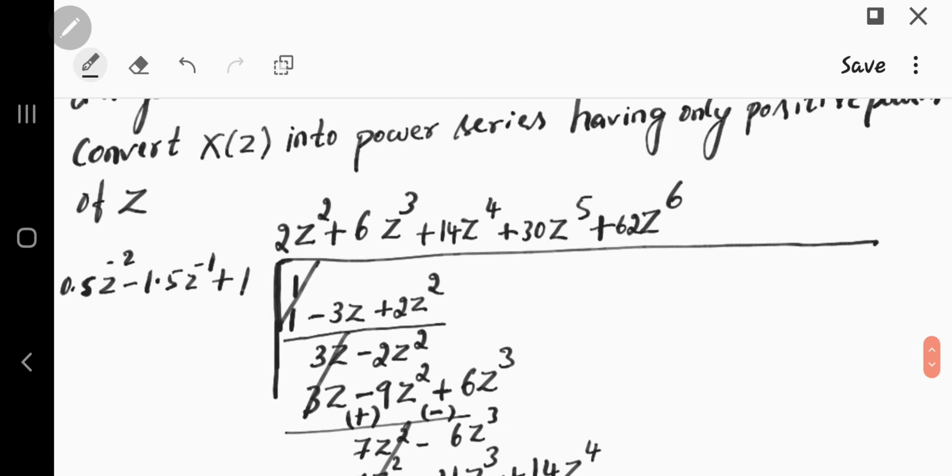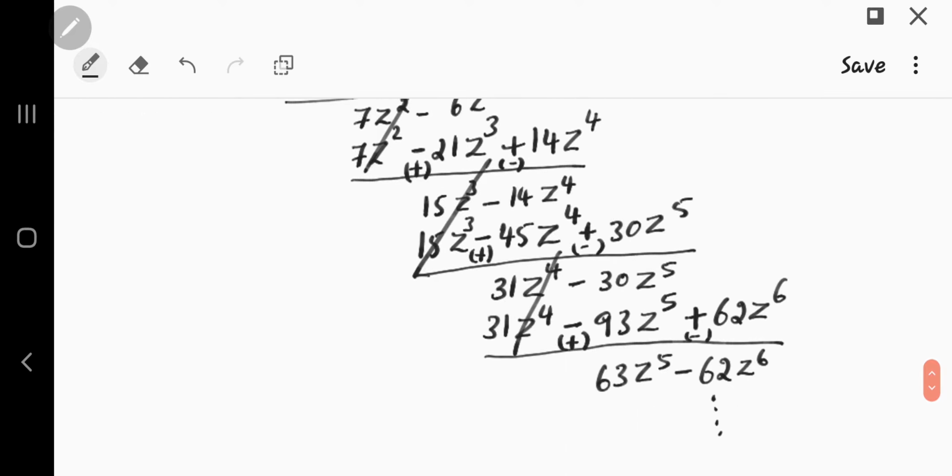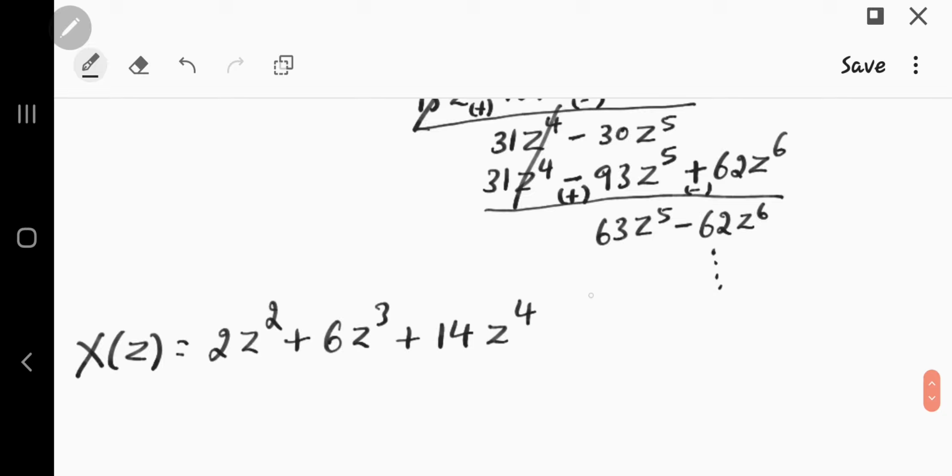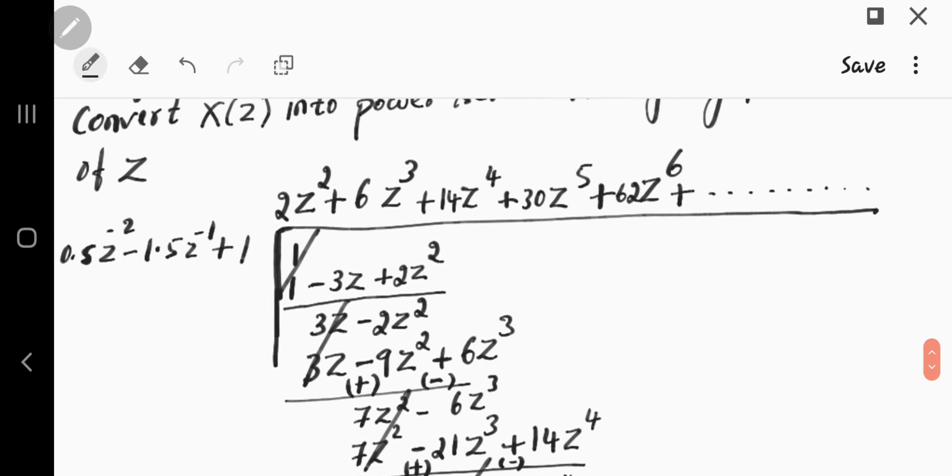Since you have done five steps, you can stop this and just show the dotted lines. Now coming to the expression, you have to arrange this in a form. The quotient x of z is equal to 2z squared plus 6z cubed plus 14z to the power of 4 plus 30z to the power of 5 plus 62z to the power of 6, and so on.